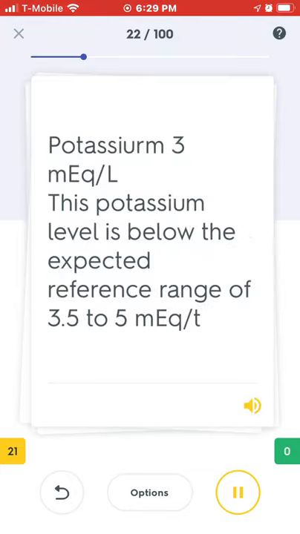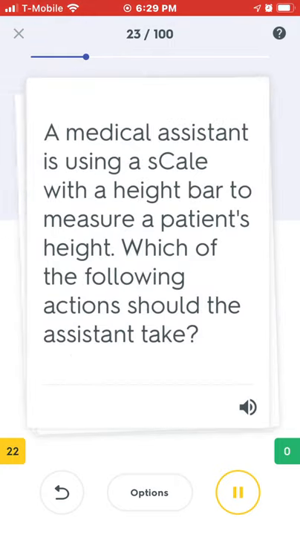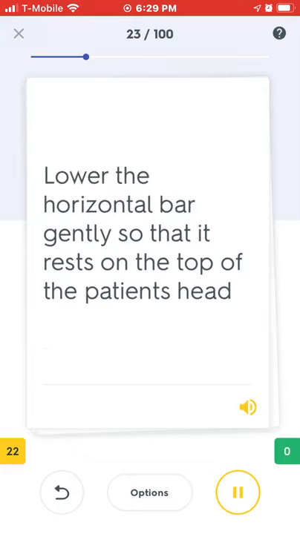Potassium 3 mg/L. This potassium level is below the expected reference range of 3.5 to 5 mg/L. A medical assistant is using a scale with a height bar to measure a patient's height. Which of the following actions should the assistant take? Lower the horizontal bar gently so that it rests on the top of the patient's head.